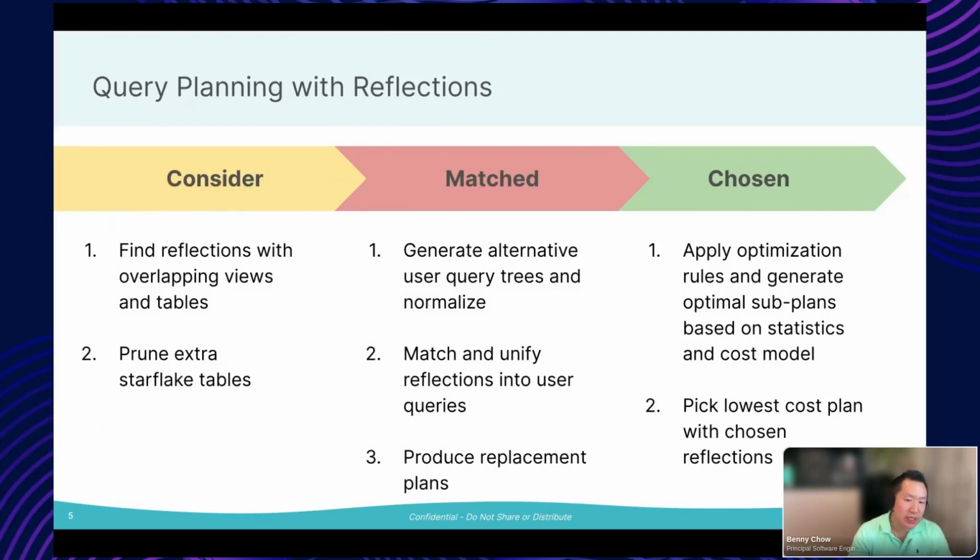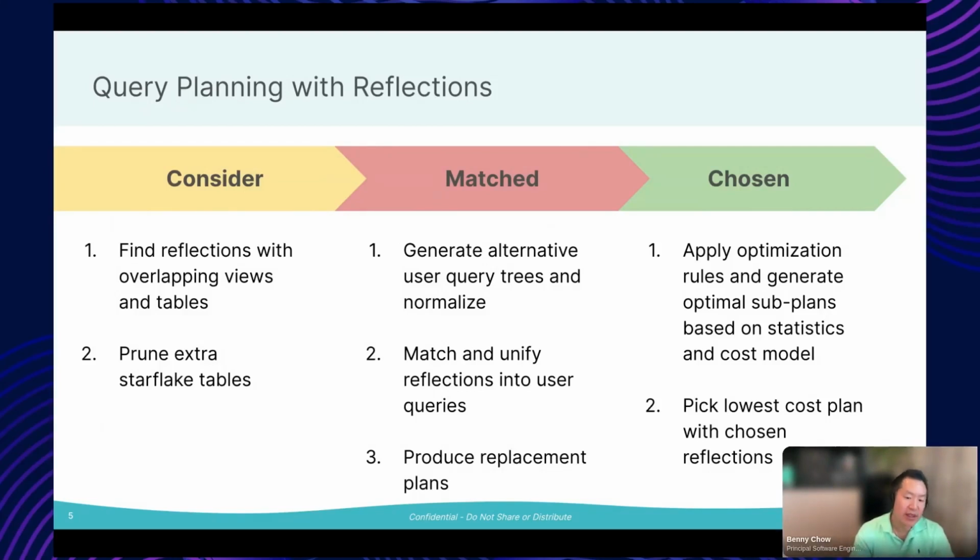Once you do this, we try to actually match and unify the reflections into the user query. What that means is we're looking at the query trees of the reflection bottom up and trying to match that into the user query. One of the important steps here is called unification. The idea is that if your reflection contains more data than what your user query needs, then you have to add an additional filter on top of the materialization storage table before you can put that into the user query. That's an example of a simple unification rule that we'll do.